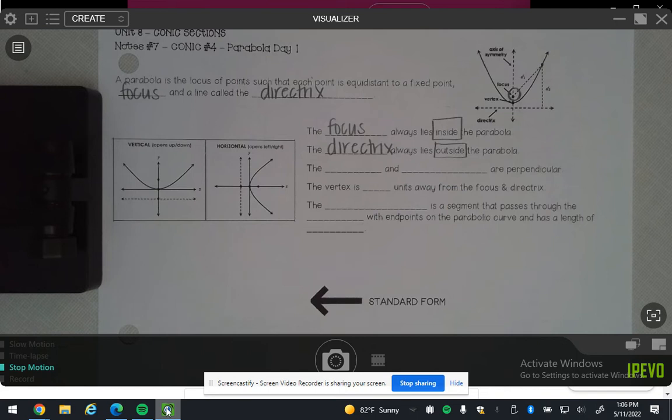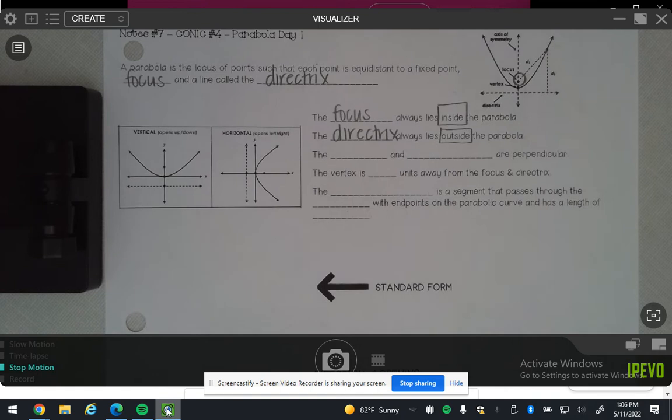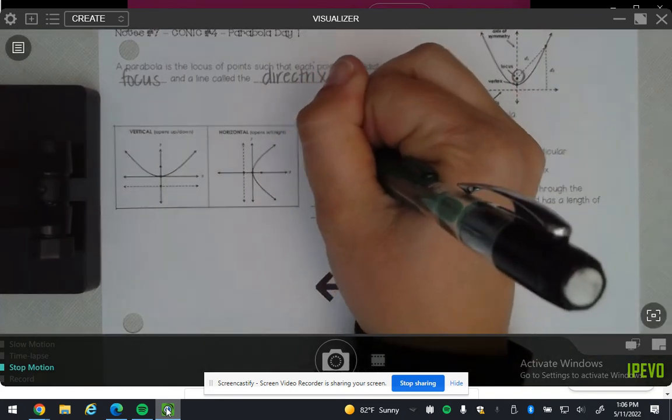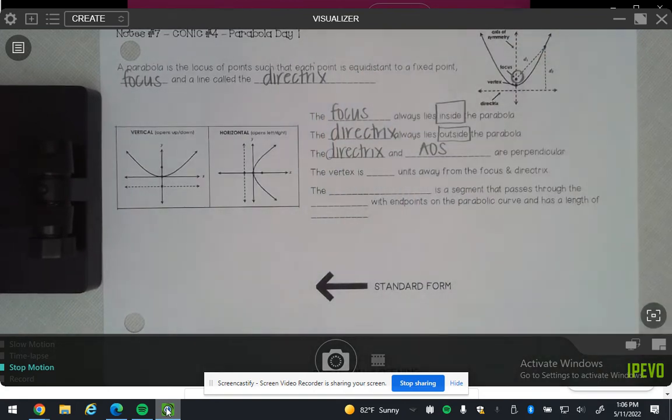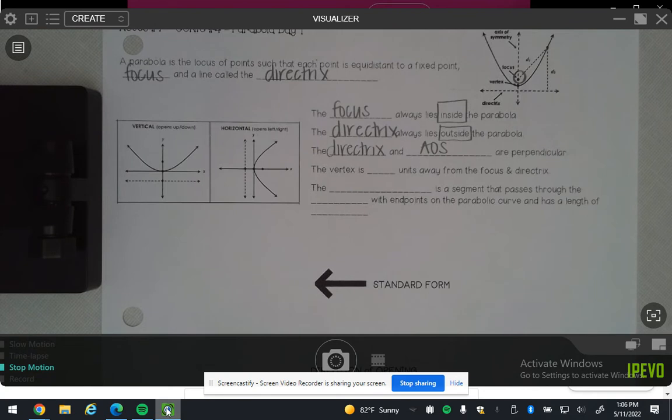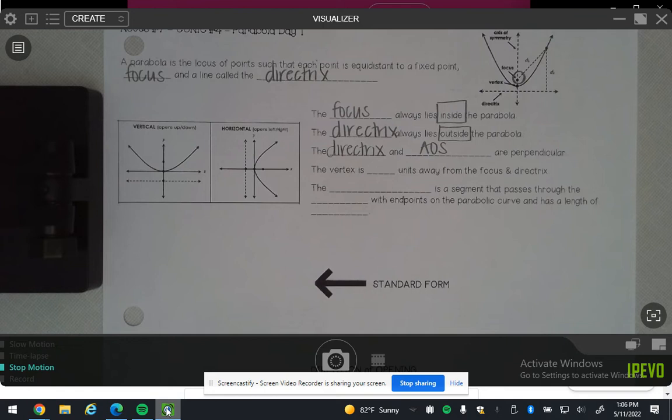So the focus and the directrix are equidistant from the vertex. Equidistant. They're the same distance from the vertex. Equi, like equal. Not agua, that's water. So equi and equal are the same.